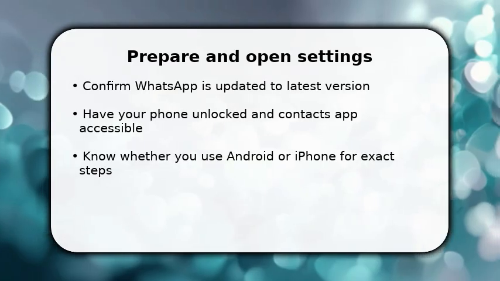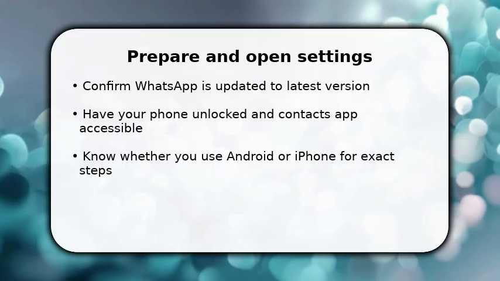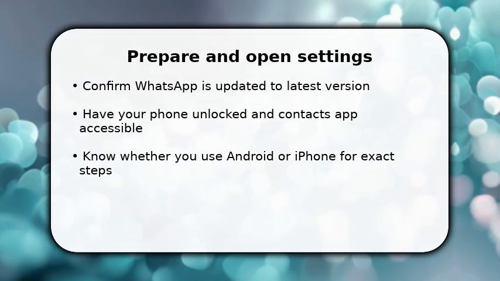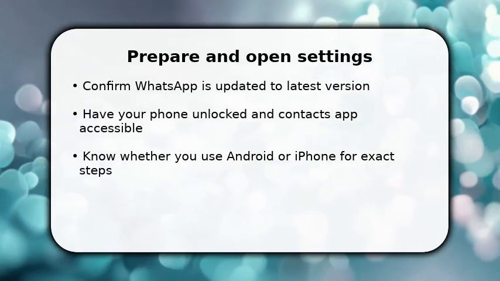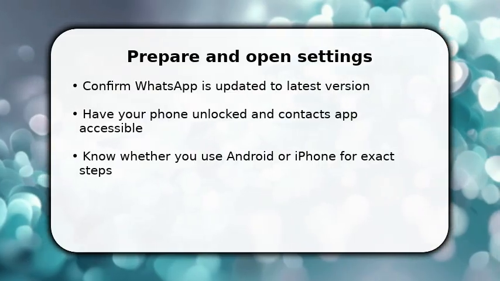You start by opening WhatsApp in your phone settings so you can switch off contact access quickly. Tap WhatsApp first, then go to the App Info or Settings panel. On Android, choose Permissions. On iPhone, choose Contacts. You do this now to prevent WhatsApp from reading new contacts.